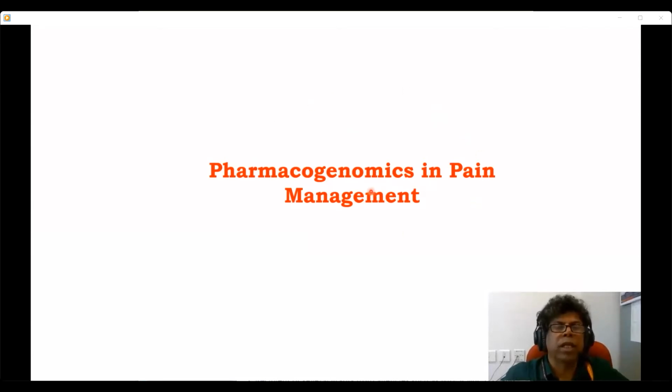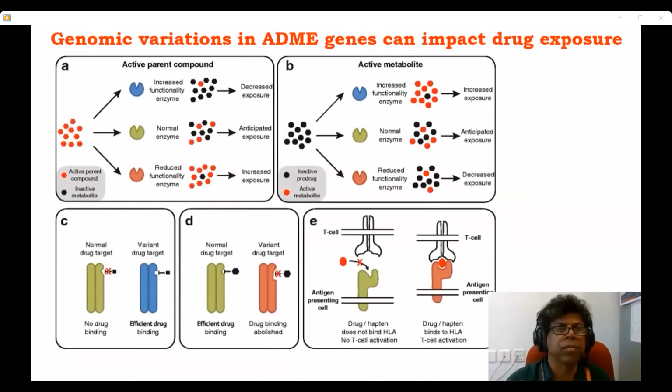And now, if you look at the drug literature, you get the literature in the medicine box. Many drugs have to declare the pharmacogenomics part of the drug. If there are any studies that have been done in clinical settings, they need to declare it in that particular leaflet. Now, genomic variation in absorption, distribution, metabolism, and excretion is very important because it will impact drug exposure.